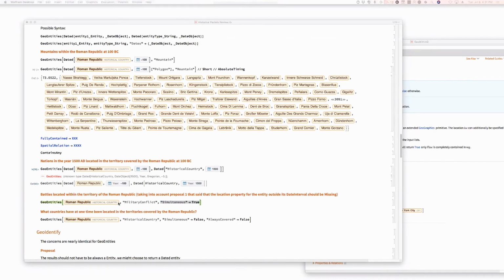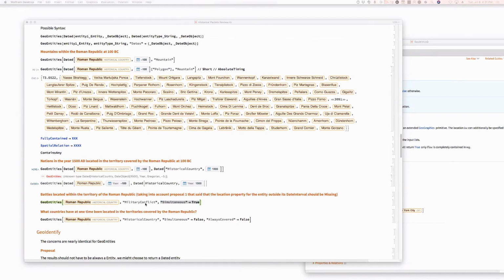Okay, the point is the Roman Republic is a thing in space and time. And geoentities could represent the spatio-temporal thing here. Since military conflicts have both a space and a time, this is asking what is the intersection of military conflicts with the spatio-temporal region that is the Roman Republic. Am I making sense? Yes, that makes sense. Right.